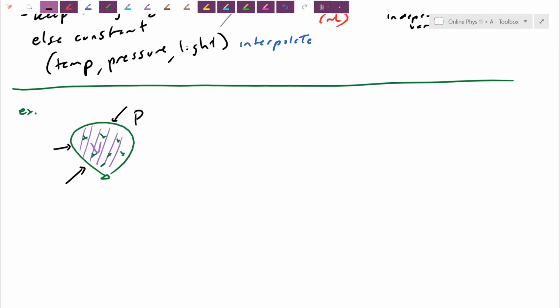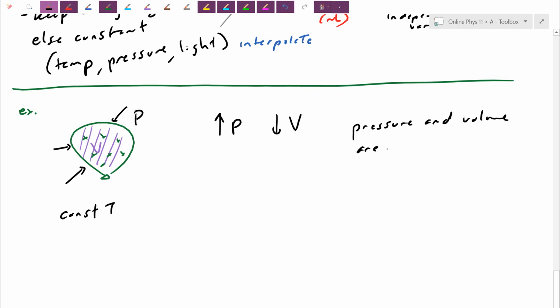Now, in general, when we deal with our ideal gas law, as I increase the pressure as you squeeze this balloon, I'm going to assume that the temperature is constant. I don't want that to fluctuate, nor light intensity or humidity. I want to keep all those other ones constant. But I have a hypothesis that if I increase the pressure, I would expect the volume to decrease, right? In this case, pressure and volume are inversely related. They are oppositely related. When one gets big, the other gets small.